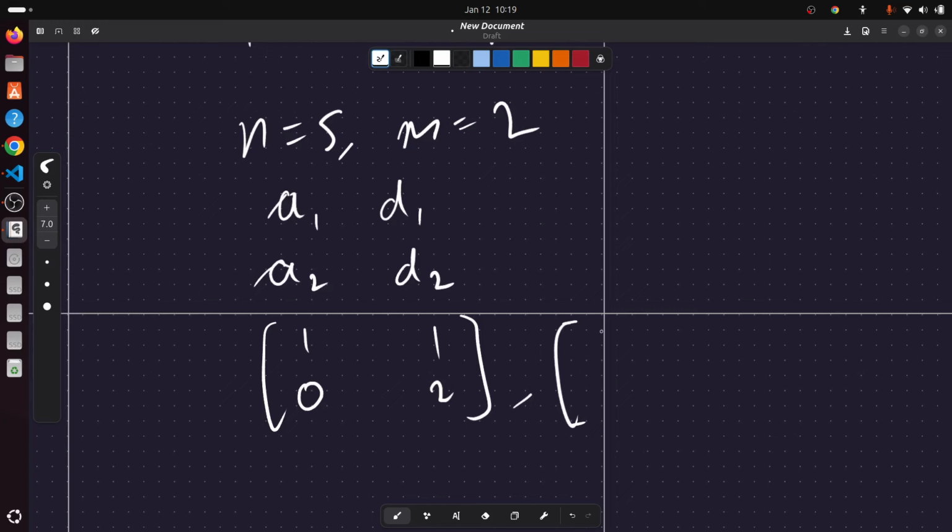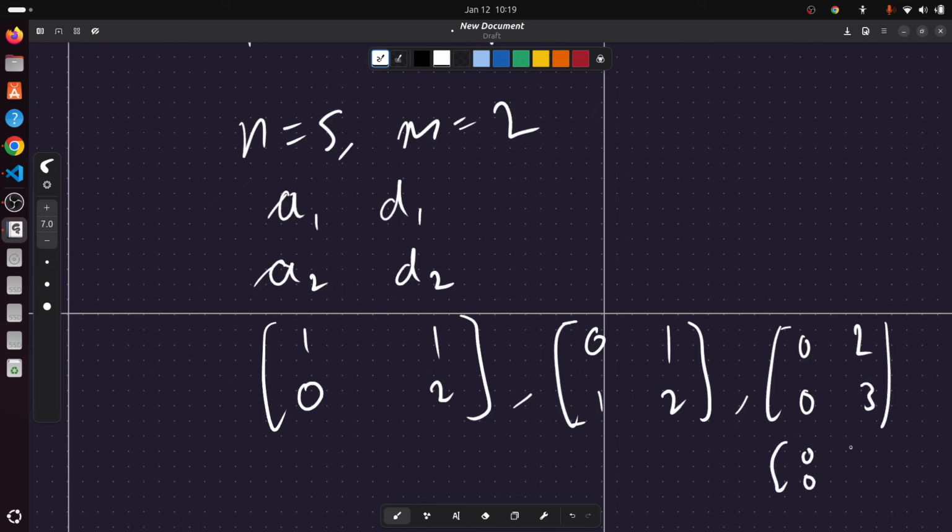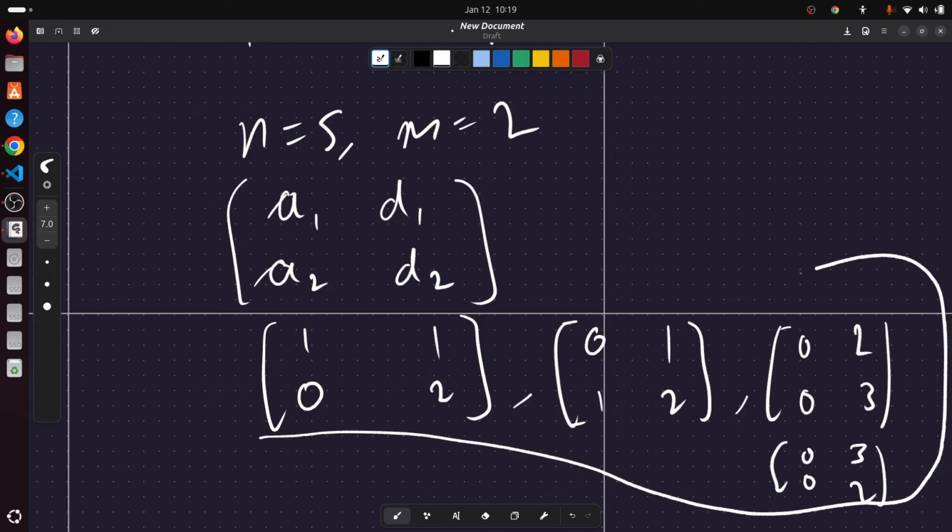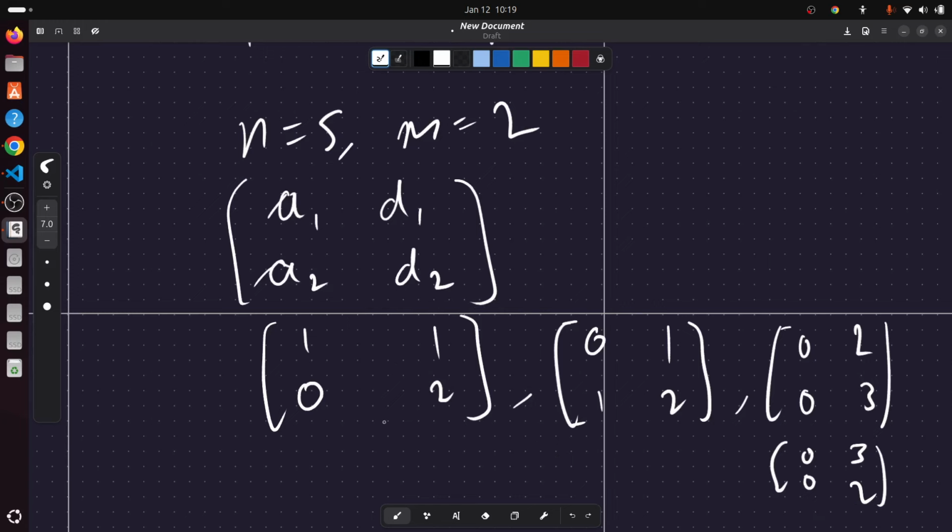Let's say if we have 0 1 and 1 2. So this also gives us sum equal to 5, right? Then maybe what we can have is 1. Okay, maybe we can have 0 0 and 2 3, or maybe we can have 0 0 and 3, 2. And so these are the various possibilities of A1, D1, A2, D2, right? Like I just wrote 4 of them. There are many more. So like, okay, for this matrix, what is the answer?